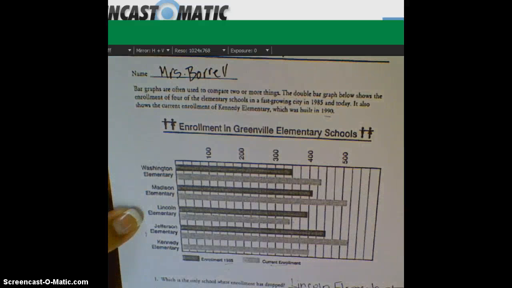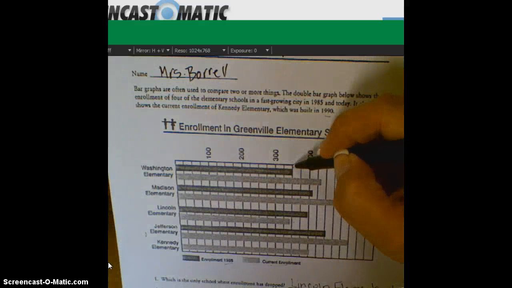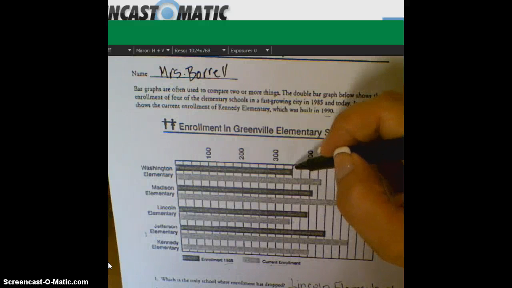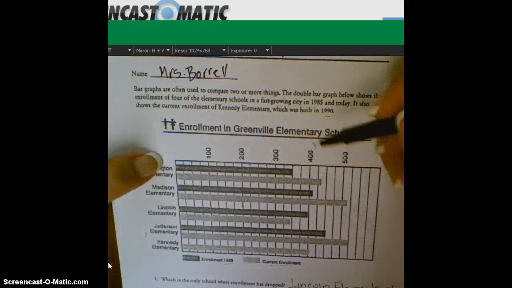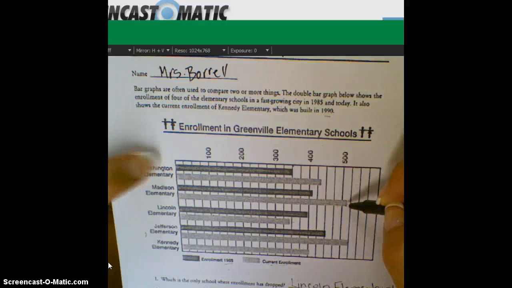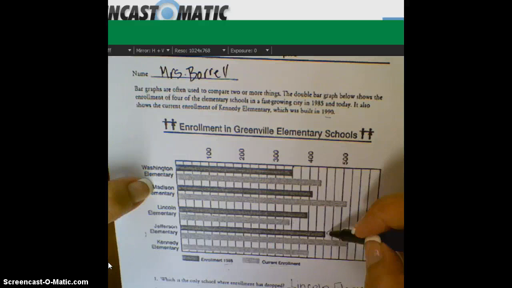Which school has the greatest increase in enrollment? This one was at 350 and it went up to about 425, slightly more. So 350, it almost went up 100, not quite. This one was at a little over 4, and it's up to 5. Ooh, those are really close. That one's the one that went down. This one looks like it went up about 50, and that one we don't need to count.